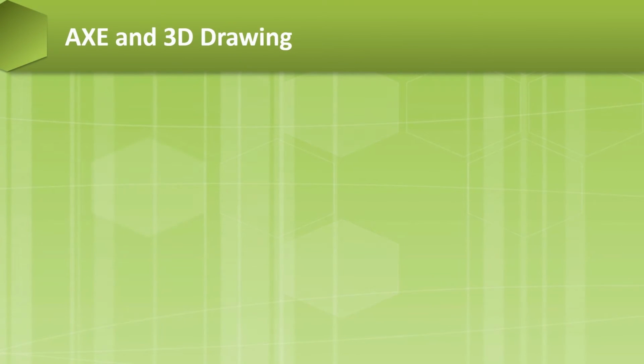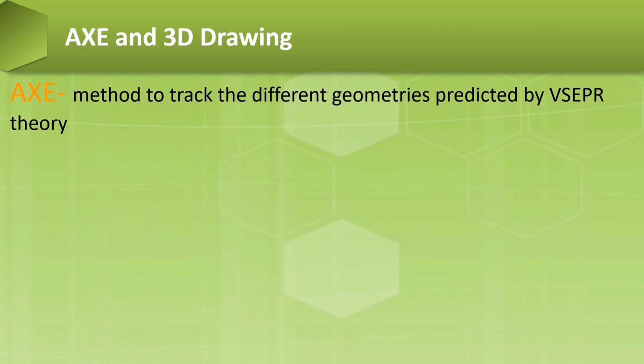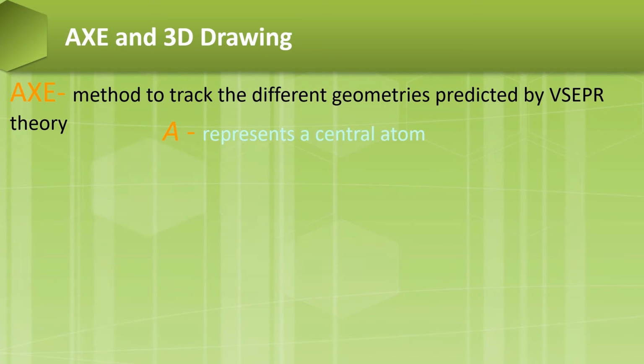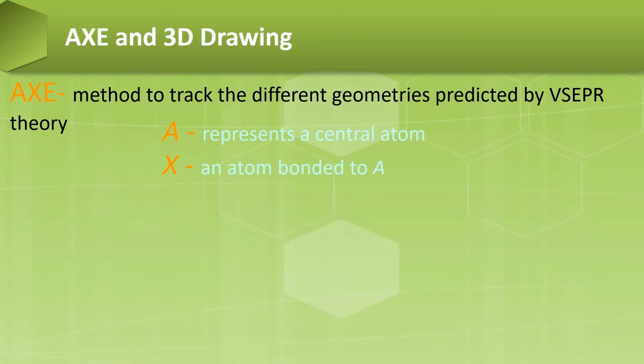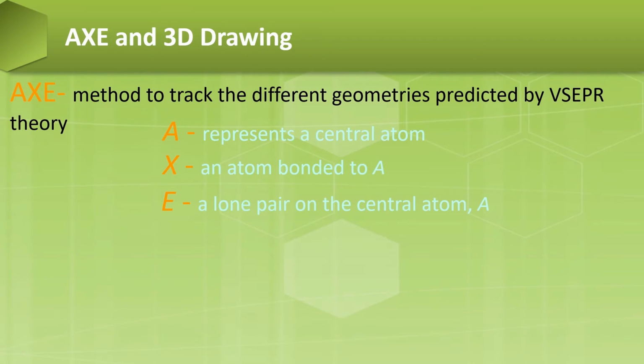To help us a bit more in categorizing and remembering different molecular shapes, we will use what has been called the AXE method to keep track of the different geometries predicted by VSEPR theory. The A in AXE represents a central atom. X represents the number of atoms bonded to A, and E represents the number of lone pairs on the central atom A.